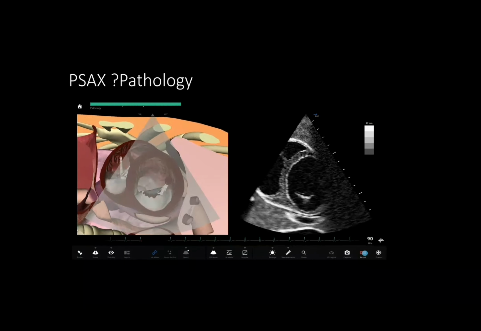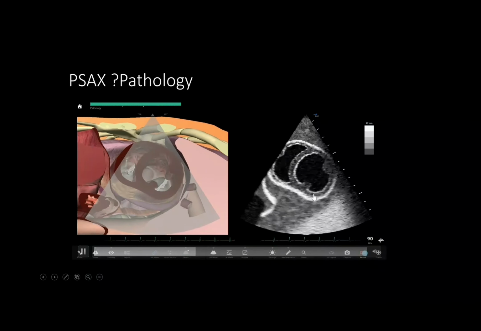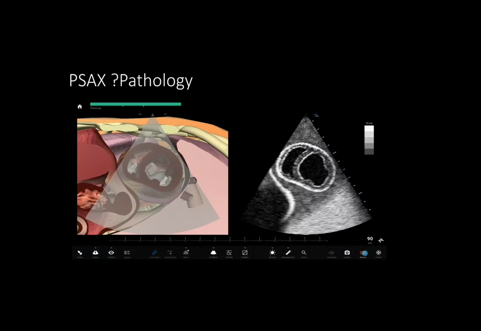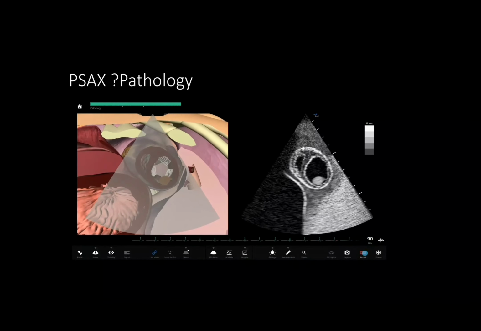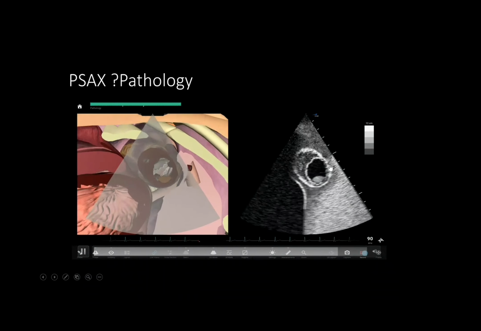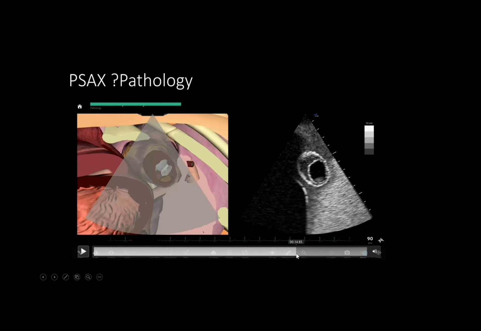Demonstrating pathology from the parasternal short axis view, assess the contractility of the walls of the left ventricle. As you fan towards the apex, you see the contractility is almost nil and an apical thrombus coming into view.